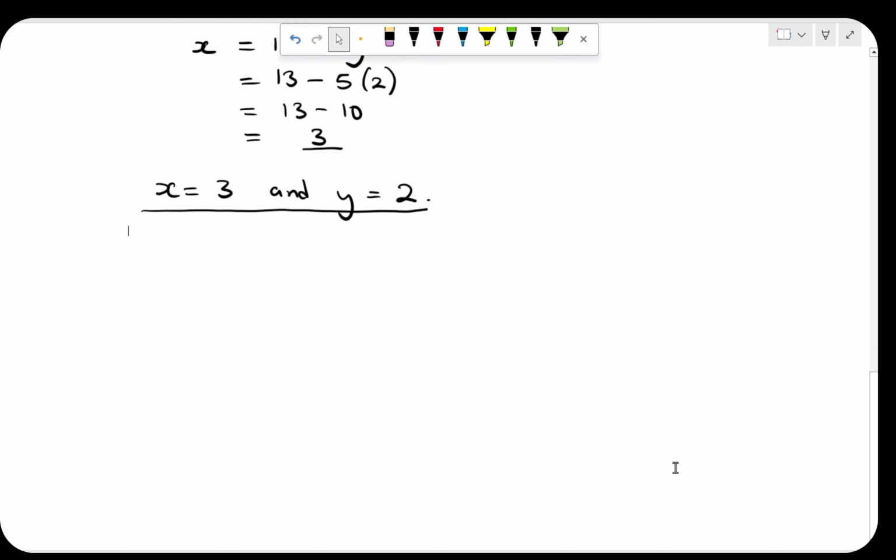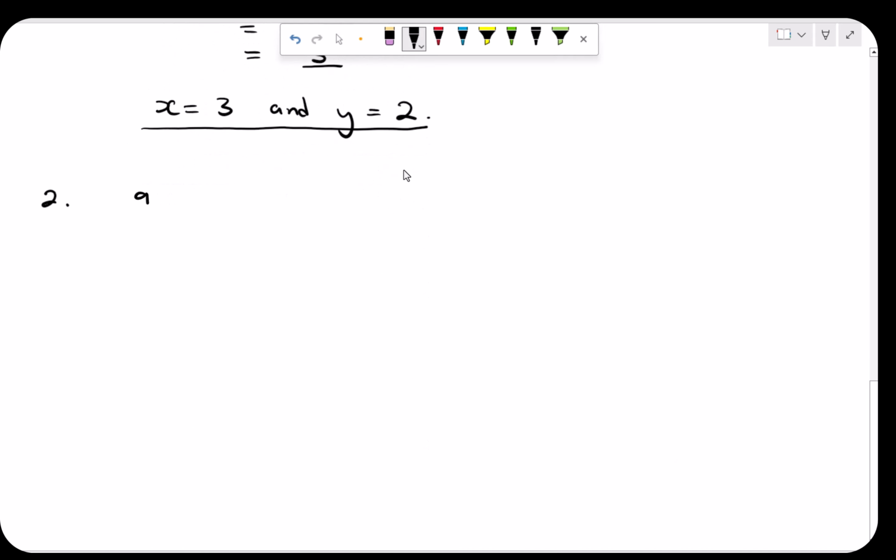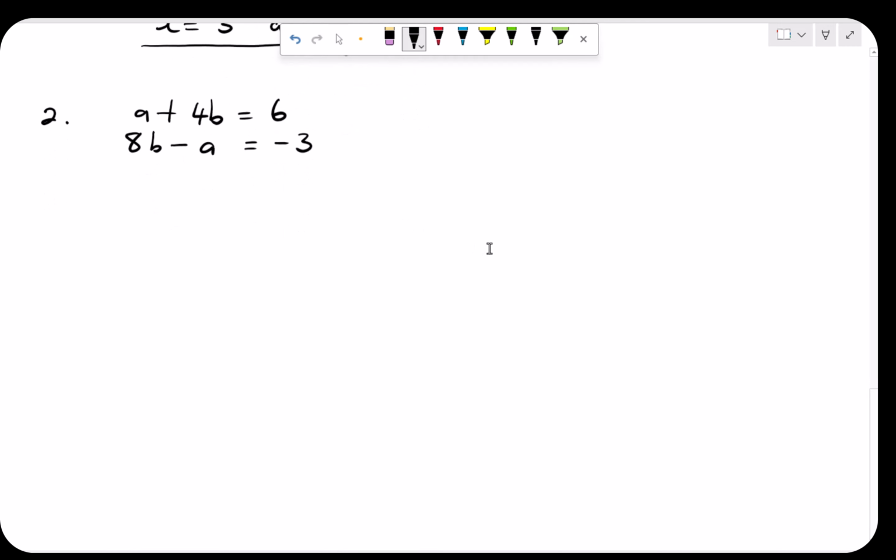And example number 3, a plus 4b is equal to 6 and 8b minus a is equal to minus 3. So I'm going to label this equation number 1 and this is equation number 2. And I will start with equation number 1, where we get a is equal to 6 minus 4b, and this becomes my equation number 3.